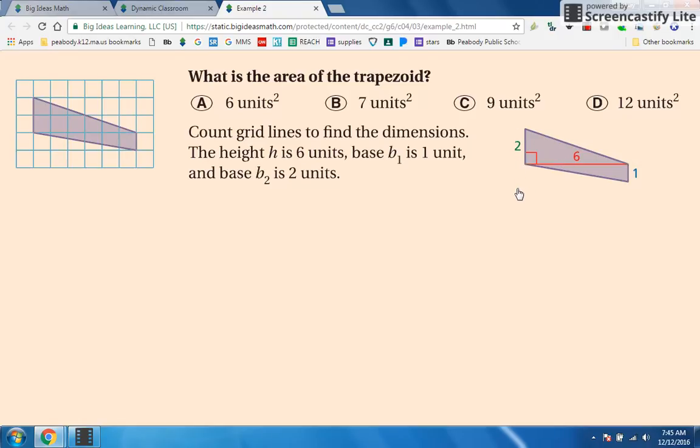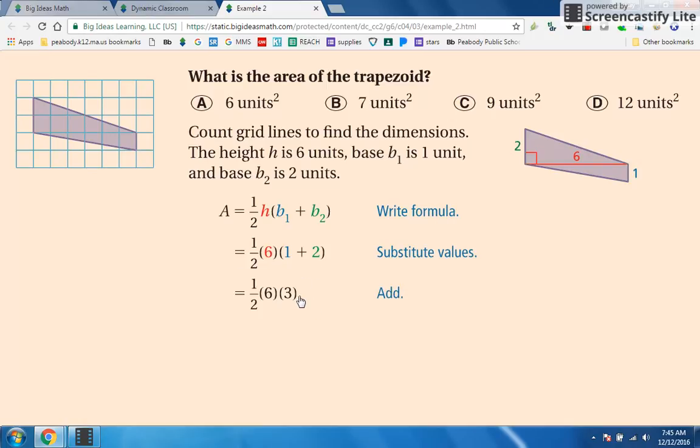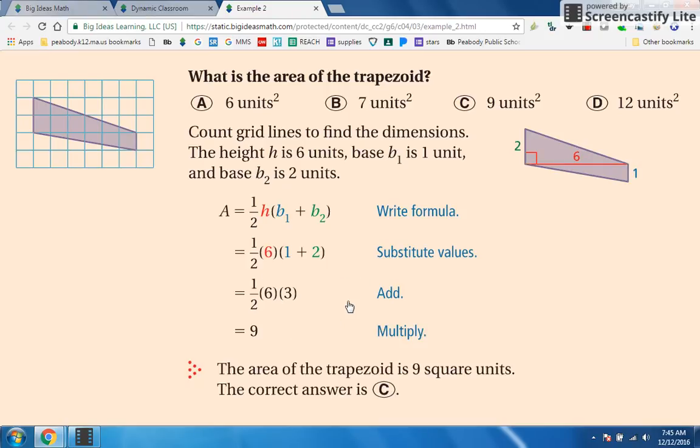So now you want to do your formula. Base 1 plus base 2. So 2 plus 1, those are your bases, times your height, which is 6. Cut the whole answer in half. So 2 plus 1 is 3. 3 times 6 is 18. Cut it in half or divide it by 2, and you get 9. So 9 units squared, so that would be answer C.